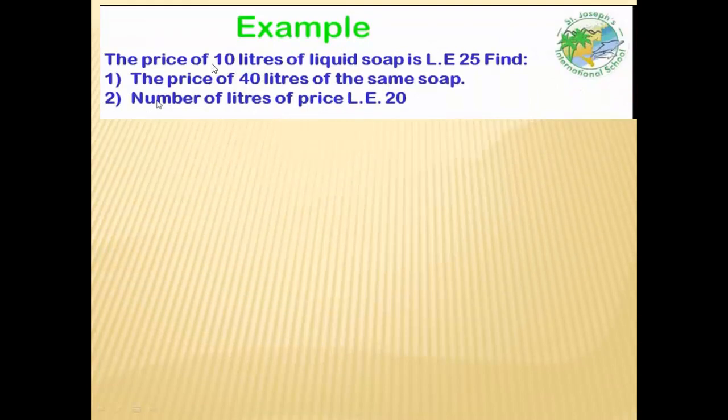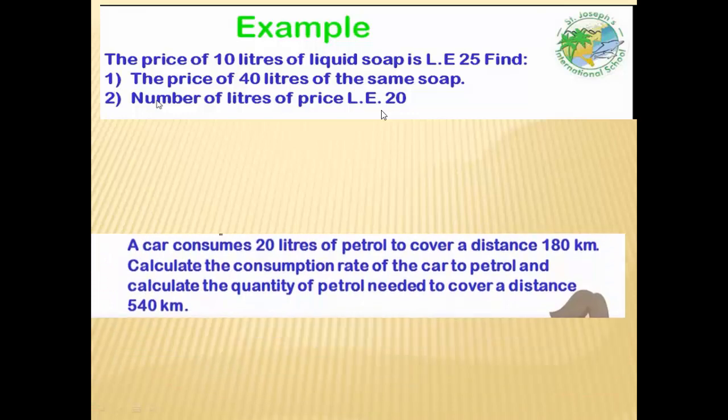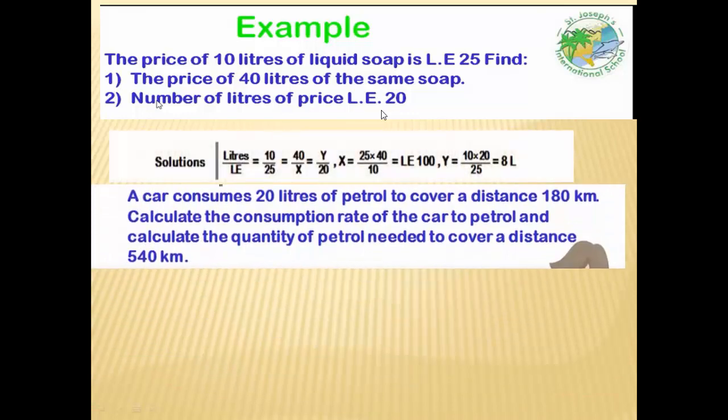Example. The price of 10 liters of liquid soap is 25 pounds. Find the price of 40 liters of the same soap. Number 2, number of liters of price 20 pounds. Then from the properties of proportion, this is another example. Liter over pound, we have two different units, liters and pounds.